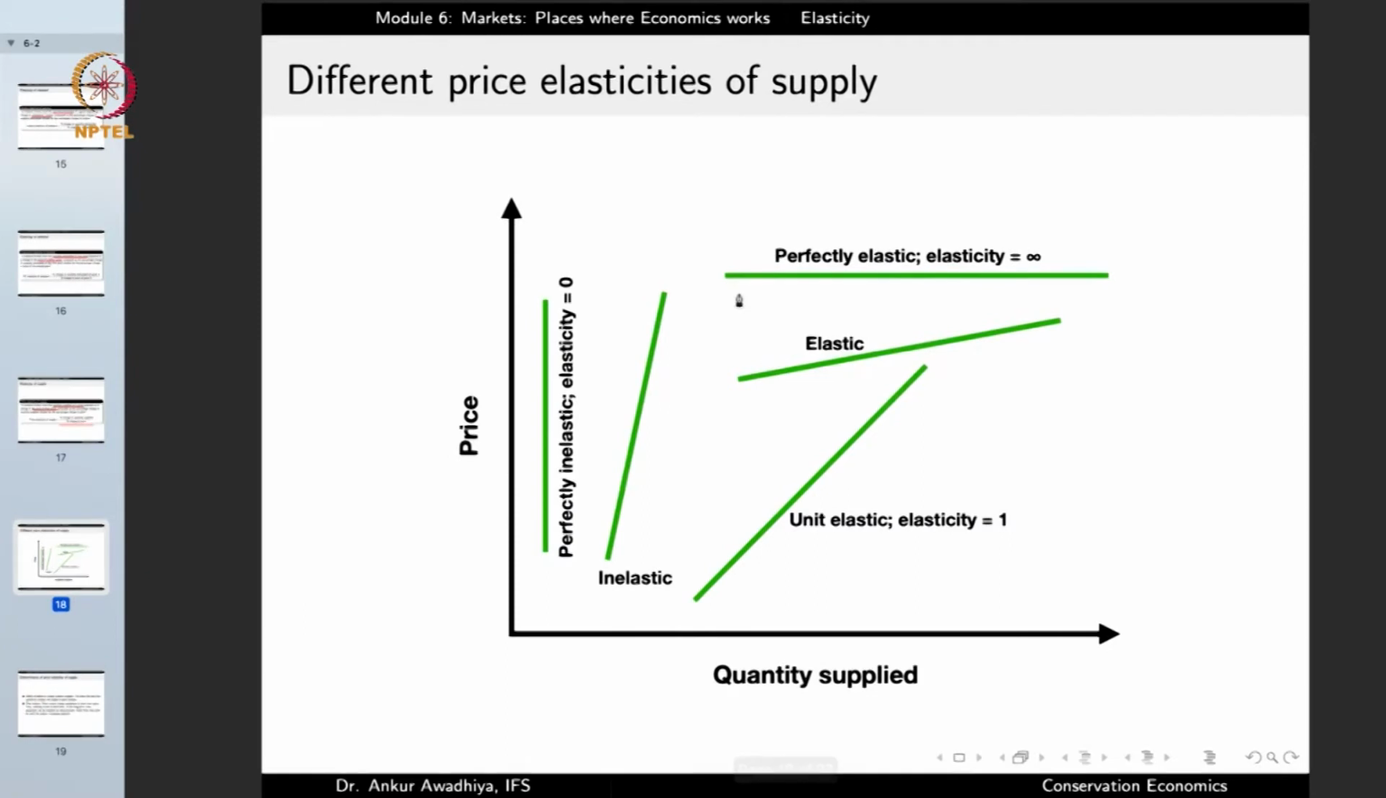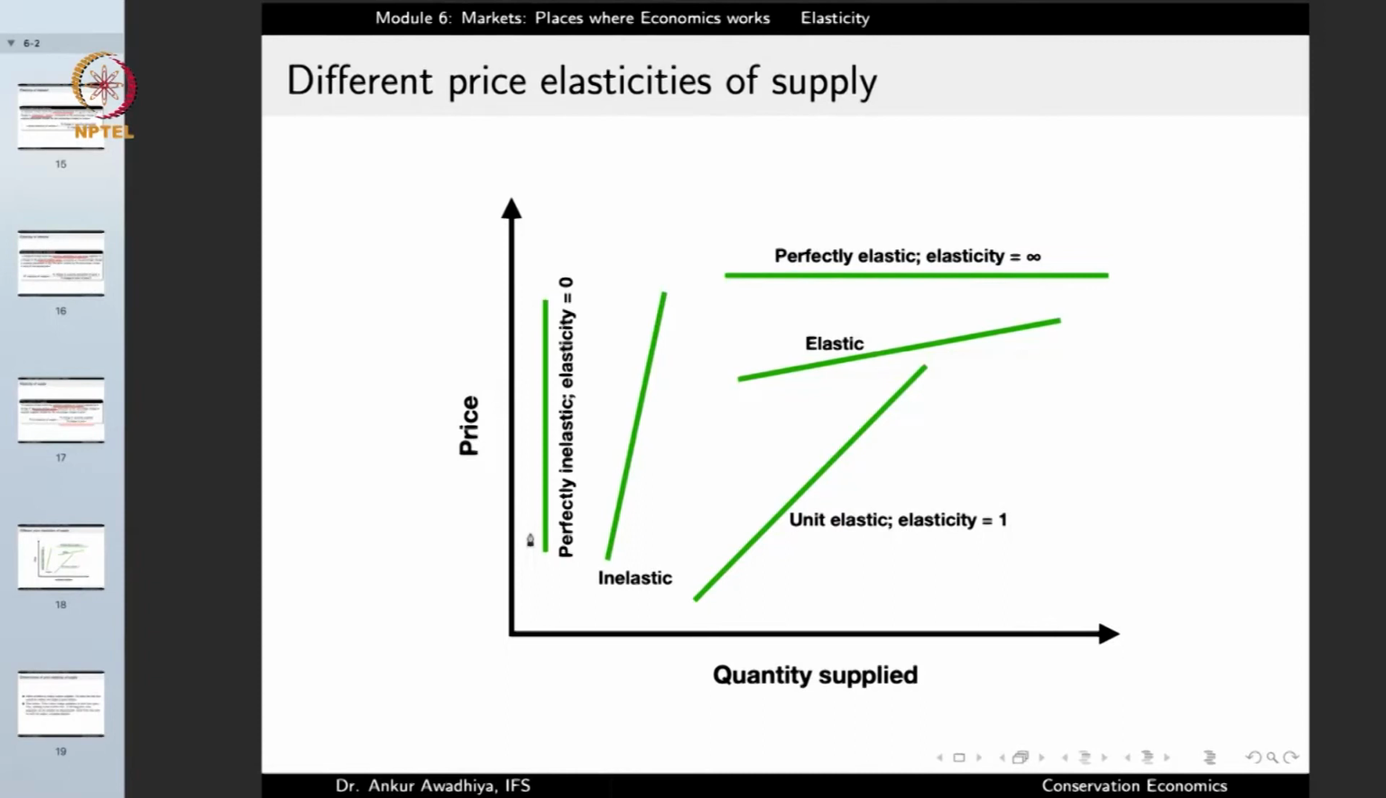So this is a perfectly elastic supply curve. So elasticity is close to infinity. Now, as we had seen in the case of the demand curves, when there is an inelastic supply, we can remember it by remembering that the word inelastic begins with the letter I, and I is roughly vertical. So, if you have a curve that is roughly vertical, then it is an inelastic supply. If you have a curve that is roughly horizontal, then it is an elastic supply.